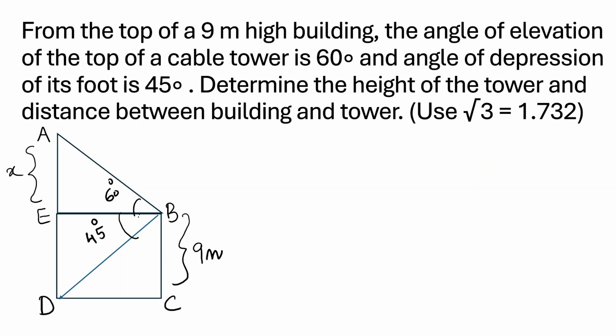From the top of a 9-meter high building, the angle of elevation of the top of a cable tower is 60 degrees and the angle of depression of its foot is 45 degrees. Determine the height of the tower and the distance between the building and the tower. This is an application level question.